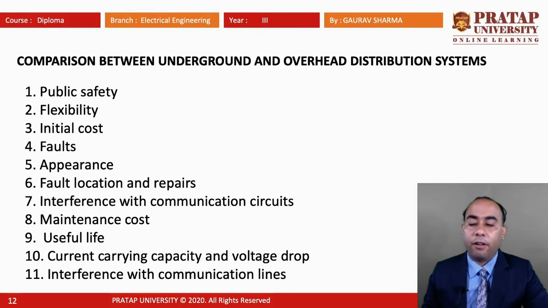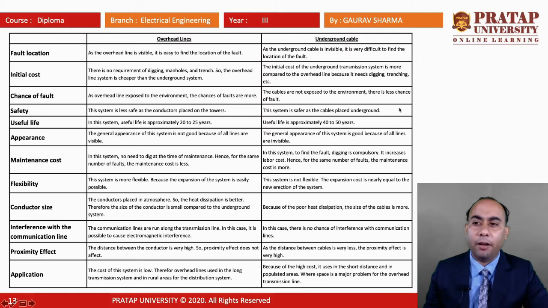So when we talk about appearance, definitely the underground system looks better. Fault location and repair are easily possible in the overhead system, but in the underground system we have to dig out and find the fault. It will take too much time. The maintenance cost of the underground system is high, and the useful life of the underground system is high, and interference with communication lines happens in the overhead system, but in the underground system it doesn't.